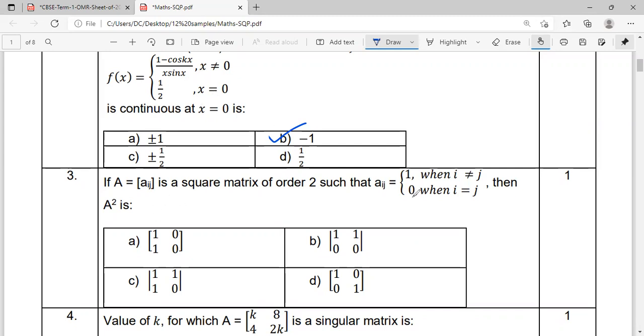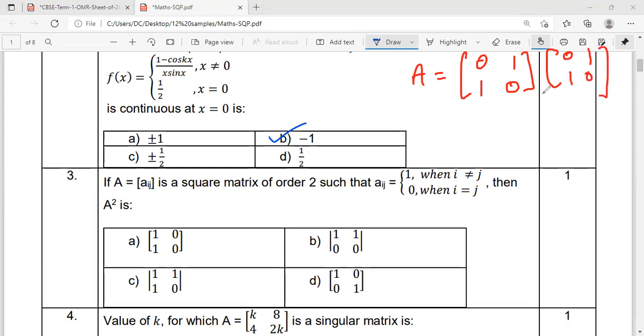Now let's see this square matrix. Very, very easy question. Aij is given by, so let's write what A is equal to. If i is not j, this means Aij is equal to 1. If i equals j, it is 0. So 1 is 0, 2 is 0. Here A is like this. So we want to find A square, which means we want to multiply this by 1 0 0 1. So how do we multiply? Row to column. So 0 into 0, 1 into 1. So it should be 0 plus 1, which is 1.